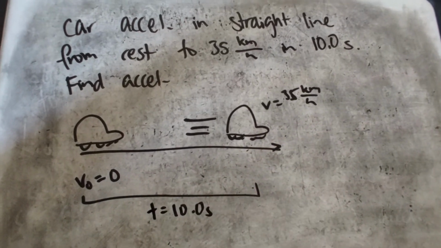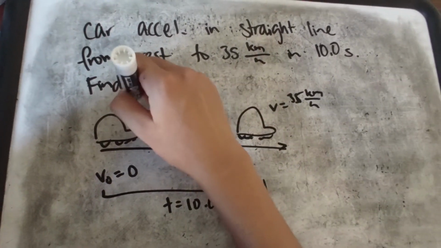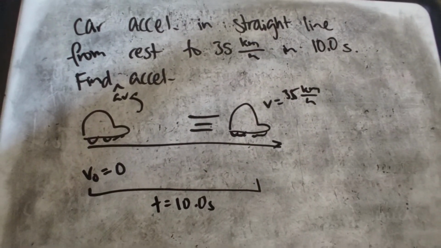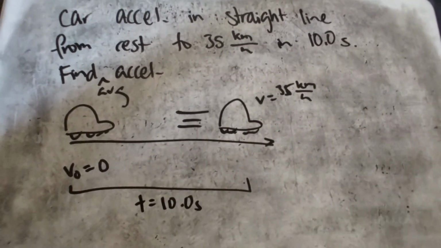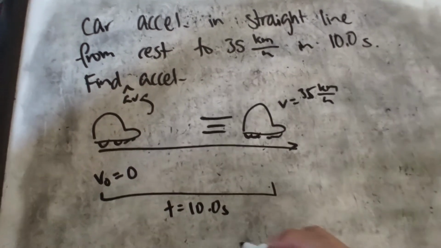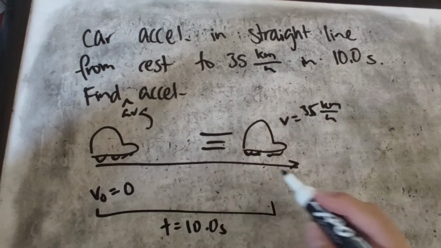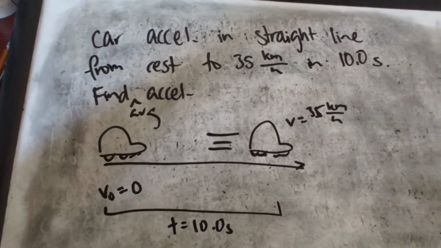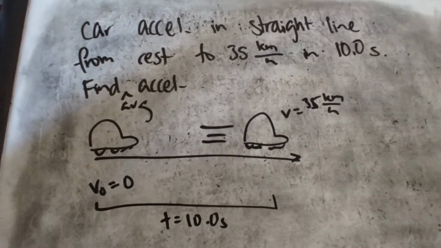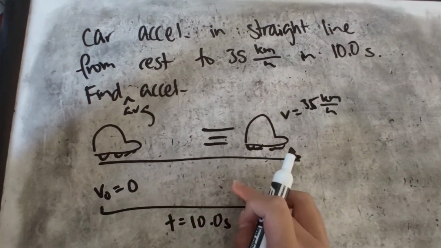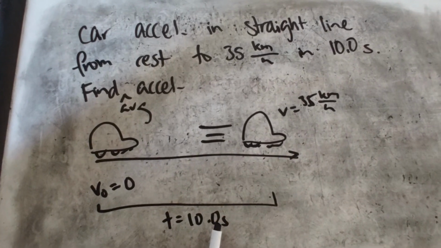Now, technically it's implied that we're trying to find the average acceleration of the car. Technically, a car won't accelerate at the same rate over time. It might start off slow and then go faster at the end. So that's where we're finding the average. We're trying to find how much speed the car increases in 1 second.